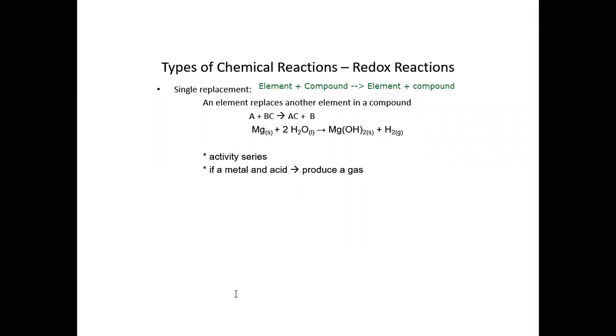So what happens is the element replaces one of the species from the compound. Now, if the element is a metal, then it would replace the cation. So let me write that here.